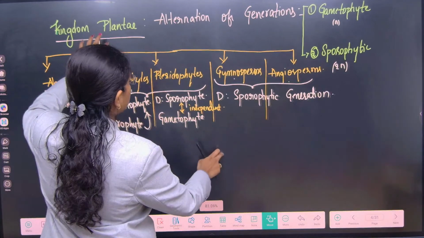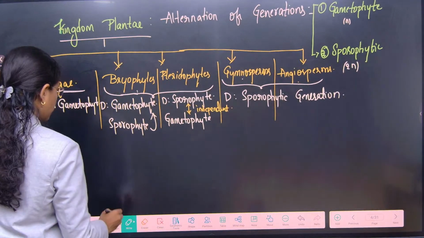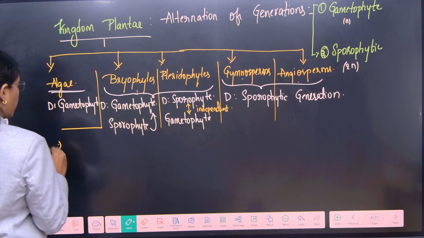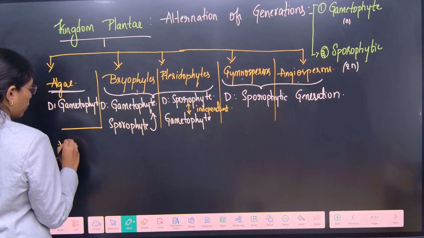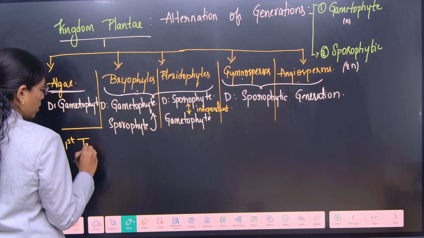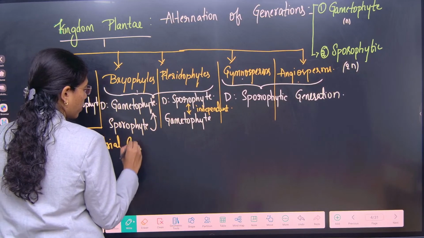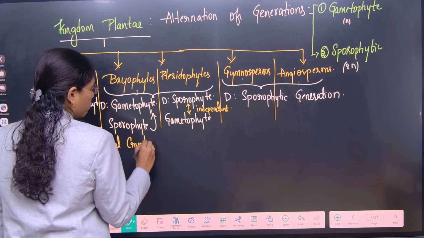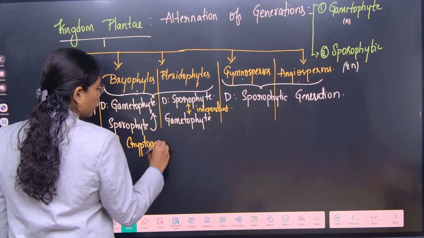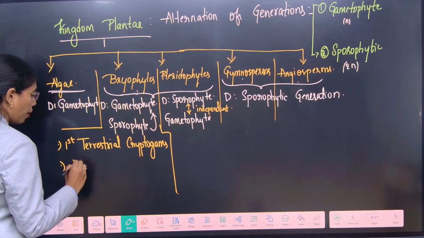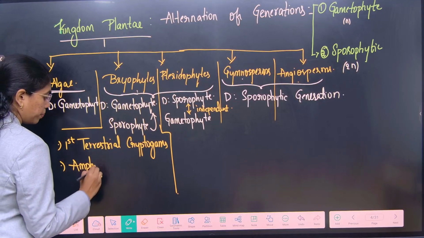Yeah, just take down all the synonyms. First, about bryophytes: these are the first terrestrial cryptogams, known as amphibians of the plant kingdom.